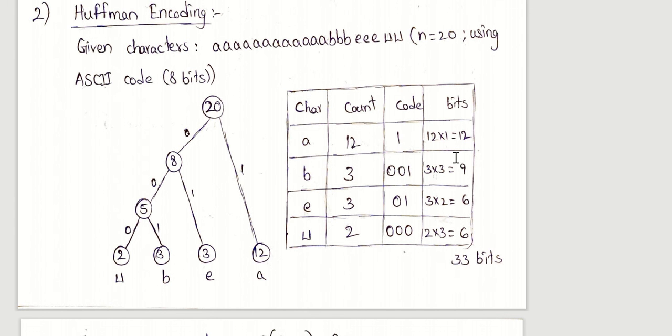Now we have to share the table also. The bits required in order to share the table we need to calculate. These 33 bits are only to transfer the characters. In order to get these codes, we need to transfer this tree and the table. For that we need to calculate now.